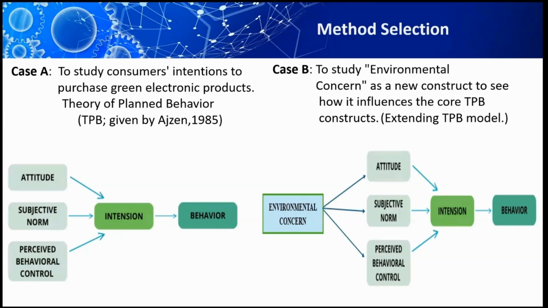In case one, suppose we want to study consumer intention to purchase green electronic products. What I am trying to do in this one is understand why consumers will purchase the particular product I am introducing in the market, or what factors are influencing the consumer to buy green electronic products. So I have taken as a base the theory of planned behavior. The major constructs of that theory are attitude, subjective norms, and perceived behavior control, which influence intention, and finally they make changes in behavior. So this is what I have taken as the theory base.